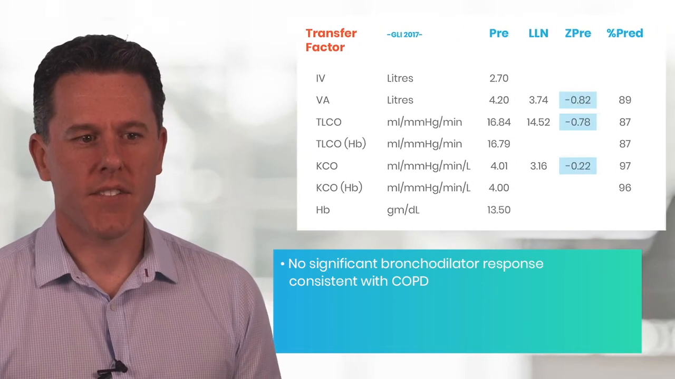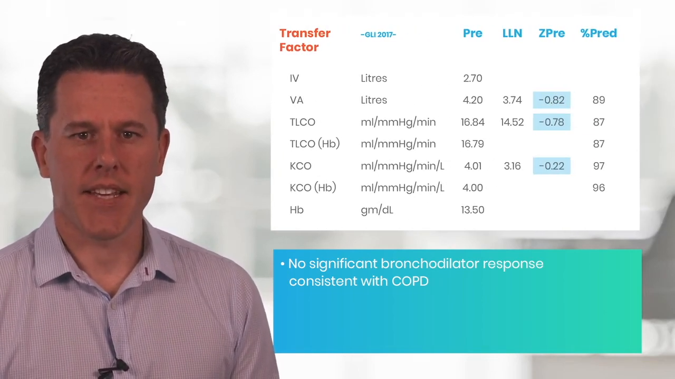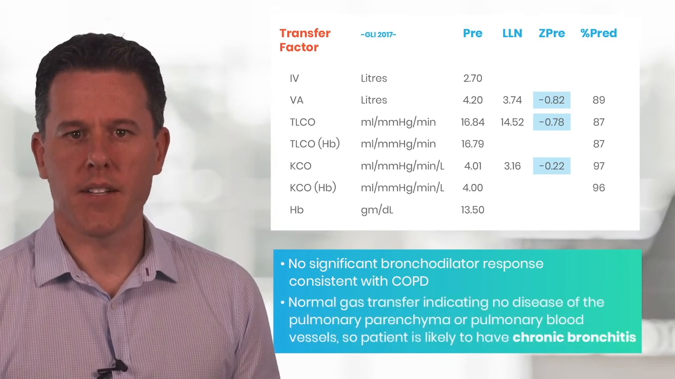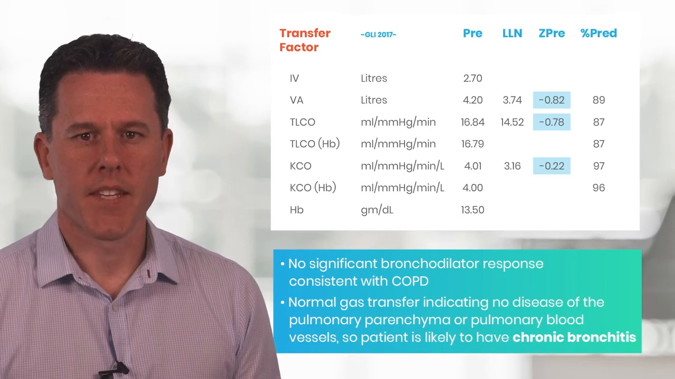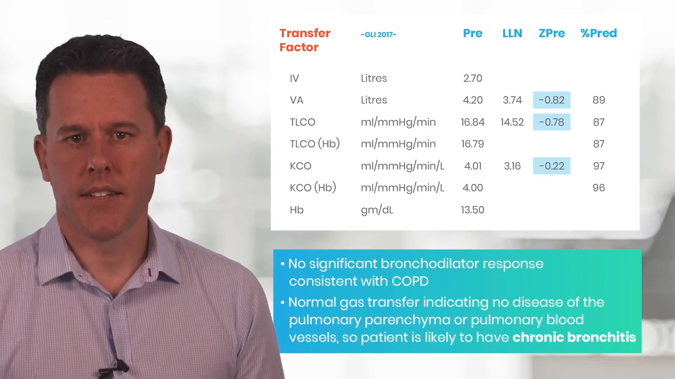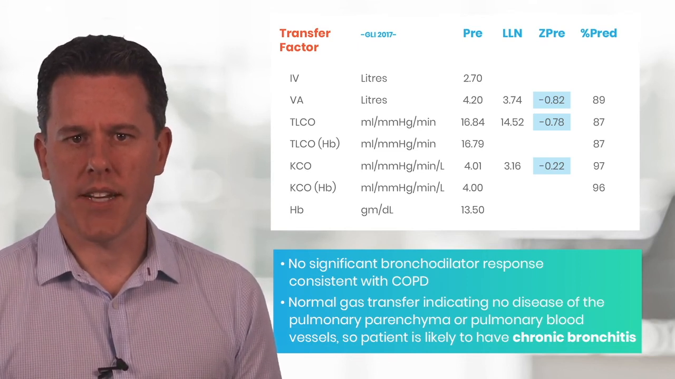So all that means is that there is not a significant bronchodilator response, once again consistent with COPD. If we look at the gas transfer, the TLCO is 87% of predicted. So that means that the gas transfer is normal. So there's no disease of the pulmonary parenchyma or the pulmonary blood vessels. So this is purely an airways disease. So this patient is probably likely to have chronic bronchitis, which fits under the umbrella of COPD.